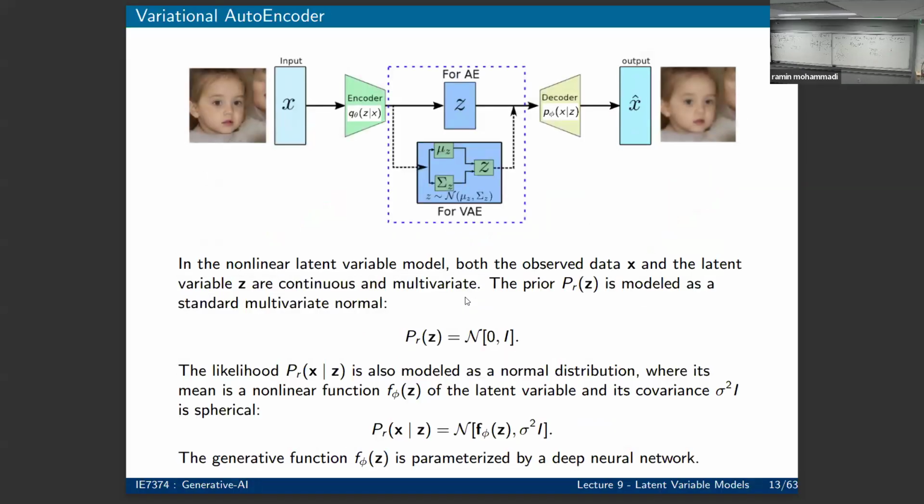Now, that's where we go to the variational autoencoder. Here, what you see on top is the autoencoder, the first one that I drew, and on the bottom is the variational autoencoder. The image comes in and goes to the encoder. The encoder gives you this mu and the covariance. You sample from that, you pass it to the decoder, and you generate the output. This is during the training. Okay, that's important to remember.